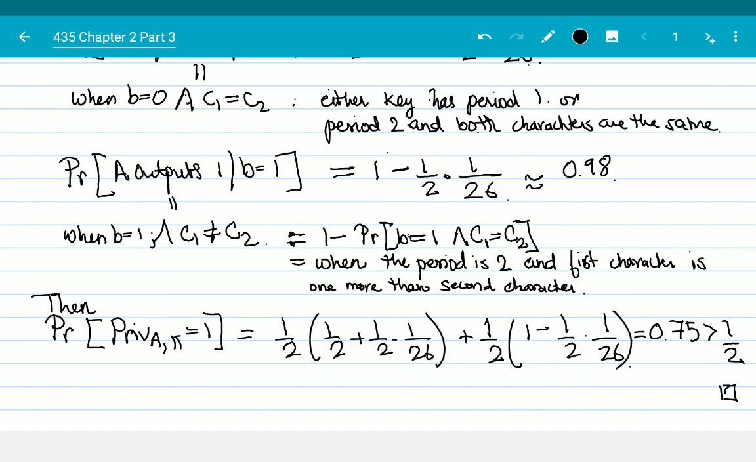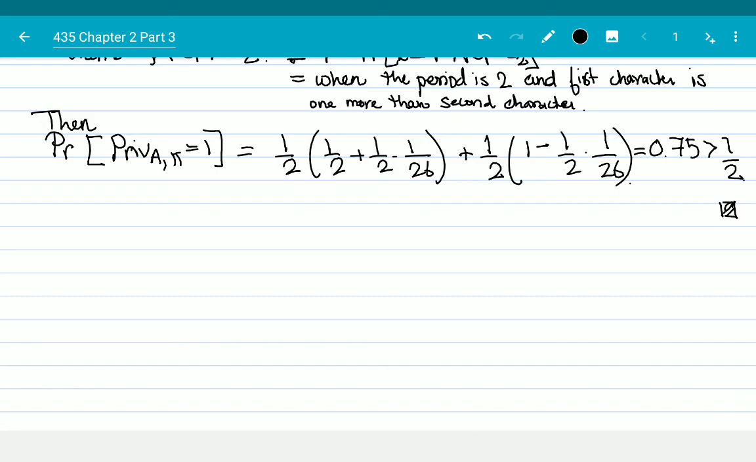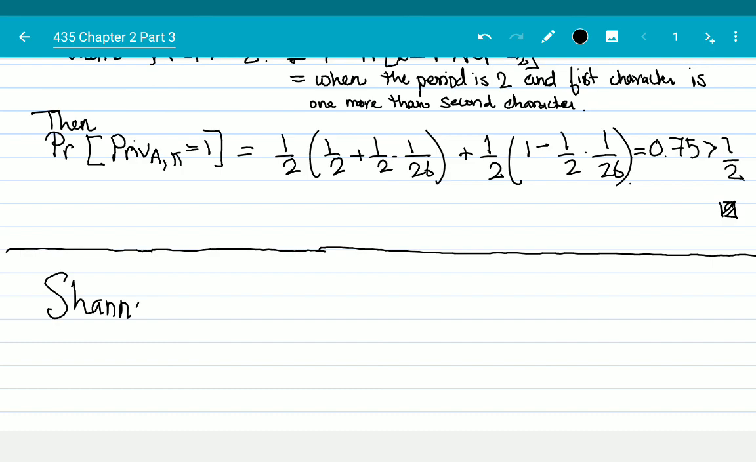Okay, and this means that the Vigenere cipher for two character sequences is not perfectly indistinguishable. Okay, that is about perfect indistinguishability. Okay, so let us end this section of this chapter with Shannon's theorem.